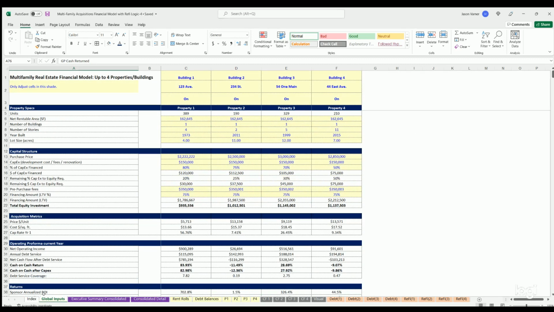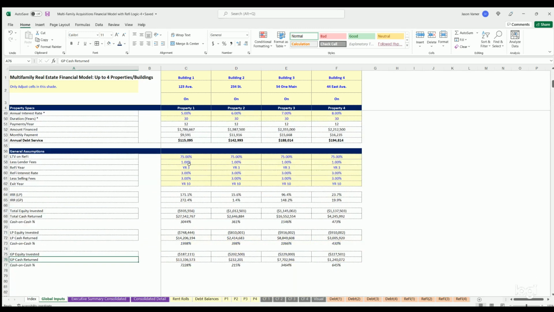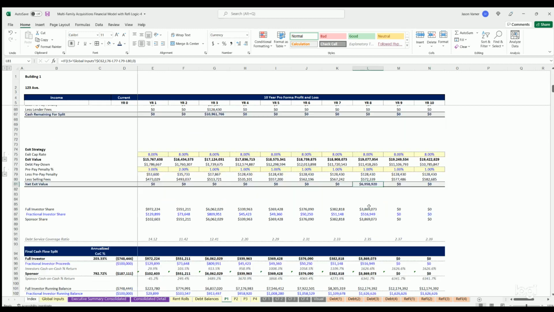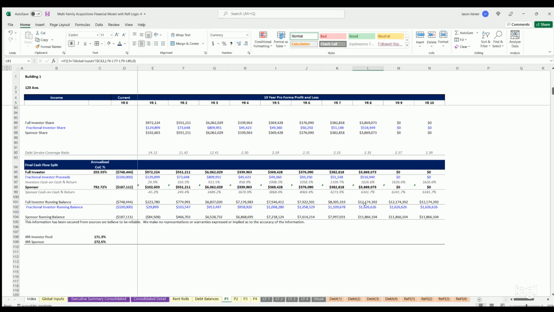So if I were to go to property 1 here and put the exit year at 9 or 8, we can see here this happens at 8. All the cash flows stop after 8.